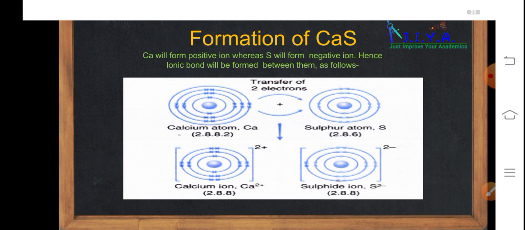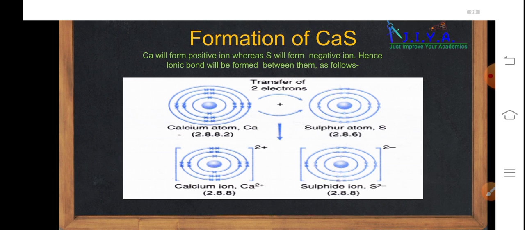These two ions will combine to form an ionic bond, and this will result in the formation of an ionic compound, calcium sulphide. So in this way, we can form ionic compounds. We just need to check which one is metal and which one is non-metal.